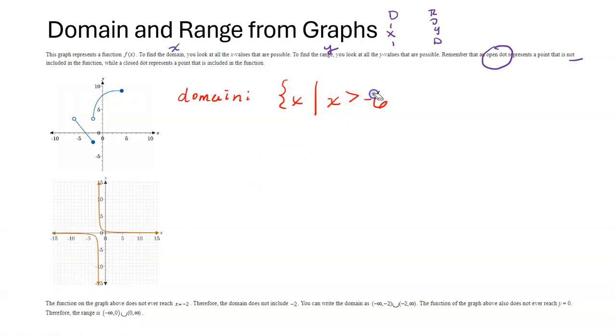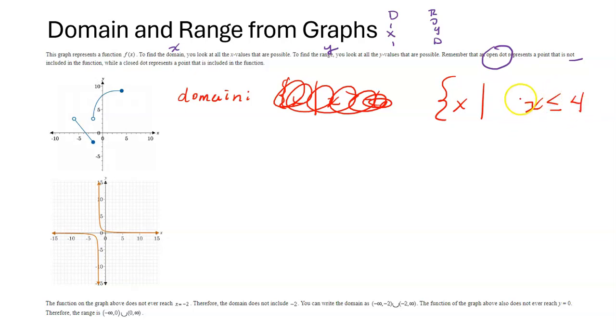Here we go. I want to erase. Okay. x such that x is between +4, so less than or equal to 4, and less than or equal to -6. So that's what that's going to look like.